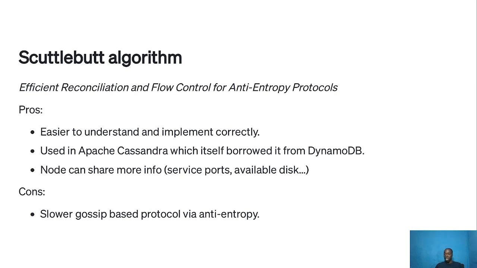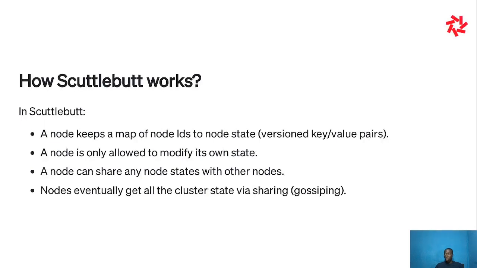But the good thing is this one will keep bouncing back until at least all the cluster eventually gets all the information that we are talking about. So how does Scuttlebutt work? In Scuttlebutt, a node keeps a map of node IDs to node states. A single cluster state is comprised of all the nodes that are inside those clusters, their IDs, and to each ID corresponds a map of key-value pairs, where usually these key-value pairs are versioned, and we have key-value pairs related to that particular node.